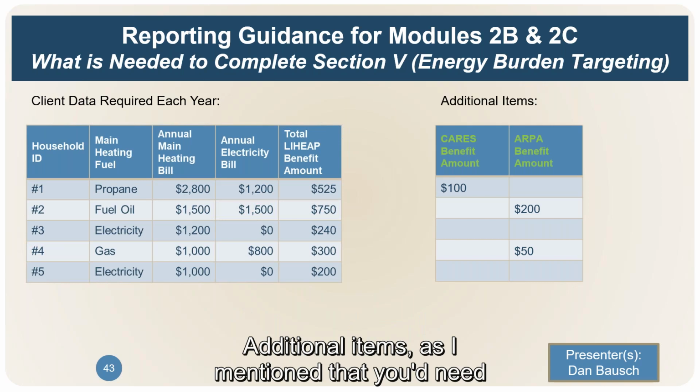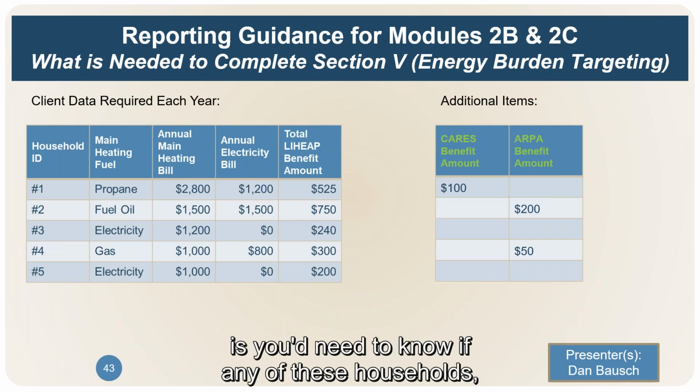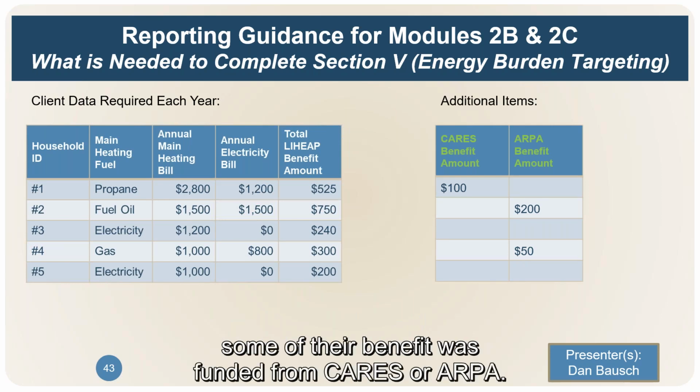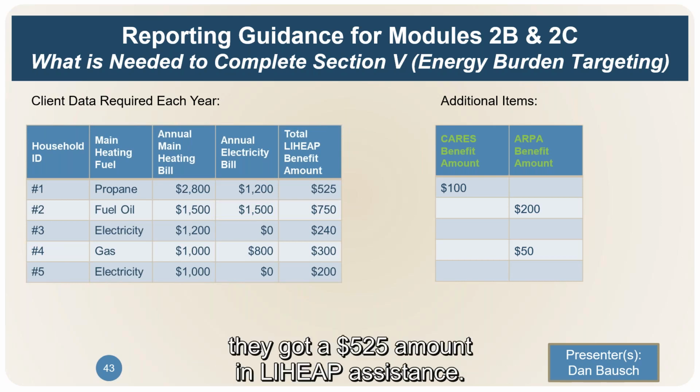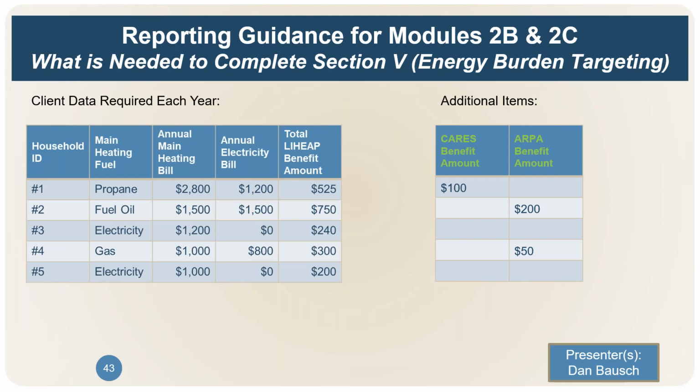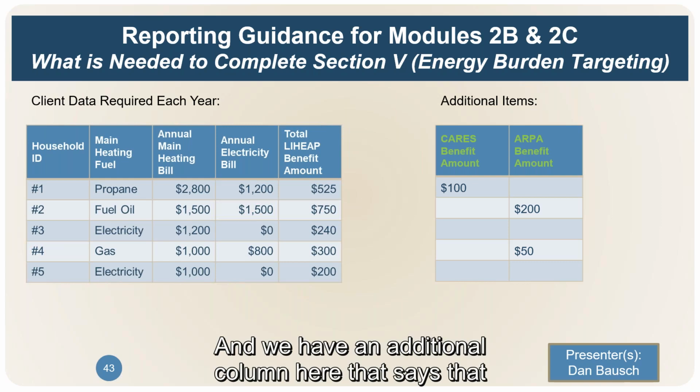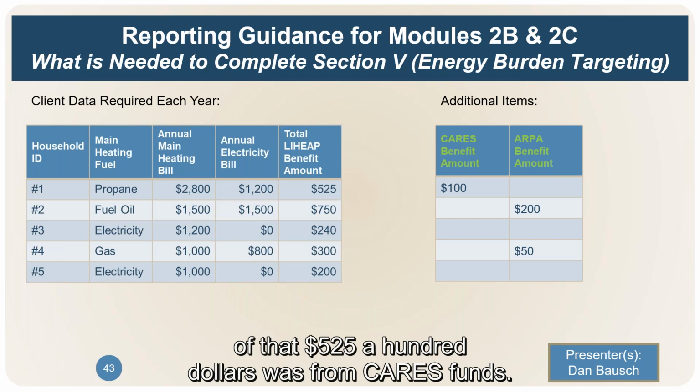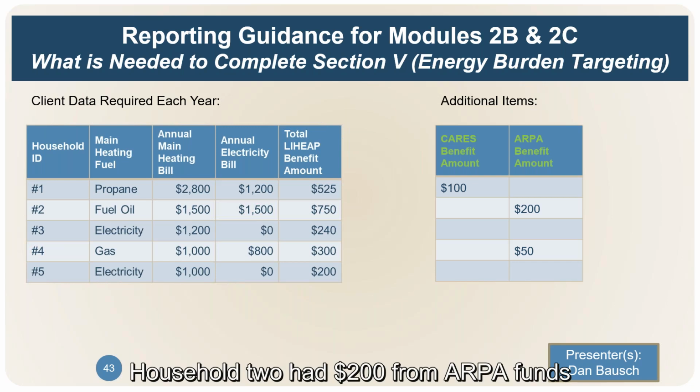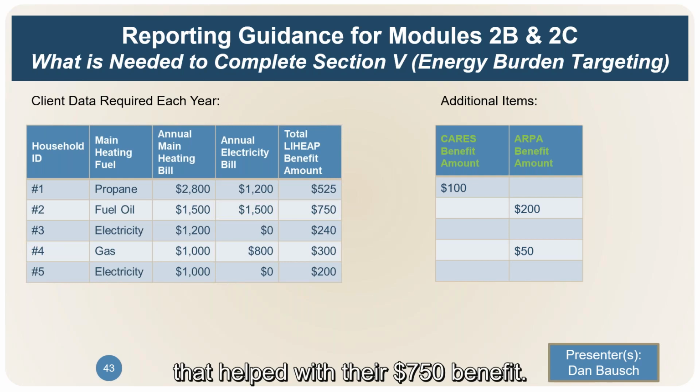The additional items, as I mentioned, that you'd need to know is if any of these households' benefit was funded from CARES or ARPA. So if you look at household 1 here, they got a $525 amount in LIHEAP assistance, and we have an additional column here that says that of that $525, $100 was from CARES funds. Household 2 had $200 from ARPA funds that helped with their $750 benefit.